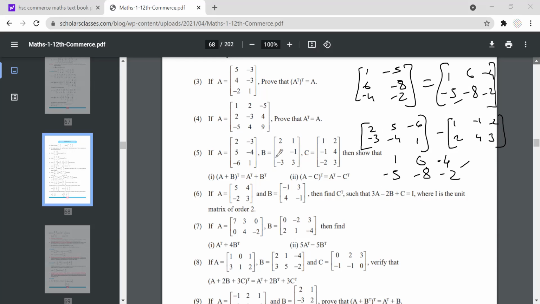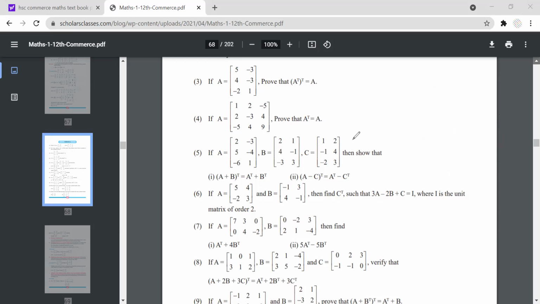This and this is same. If you solve it, you will get it same. क्योंकि ये प्रॉपर्टी है ट्रांसपोज की तो वो हमेशा ही सेम रहेगा.